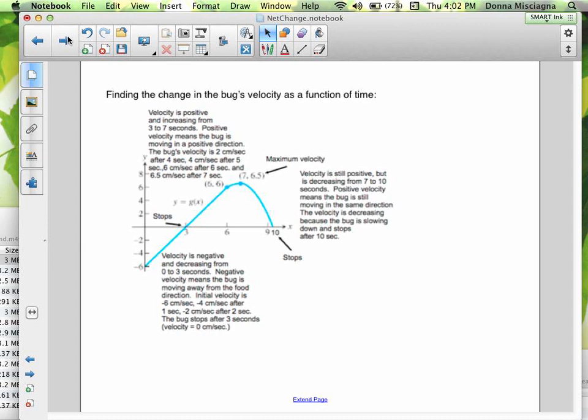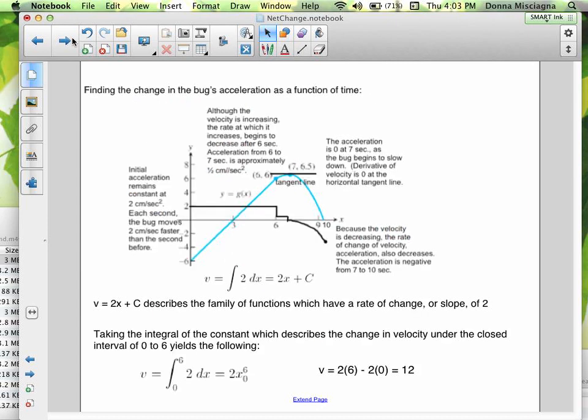Velocity is still positive, but is decreasing from 7 to 10 seconds. Positive velocity means the bug is still moving in the same direction, but the velocity is decreasing because the bug is slowing down, and at 10 seconds it stops. Right? So that's the other information. We can gather information about the position by evaluating the area under the velocity curve. We can gather information about the velocity by just looking at the values of the velocity curve. And by evaluating the slope of our velocity curve, we can gather information about acceleration.